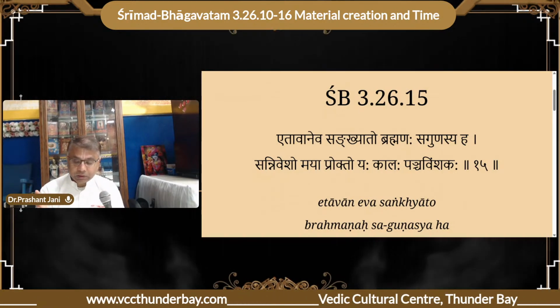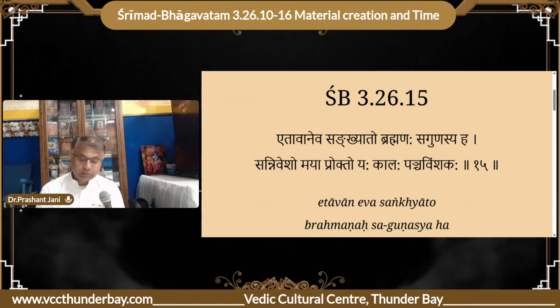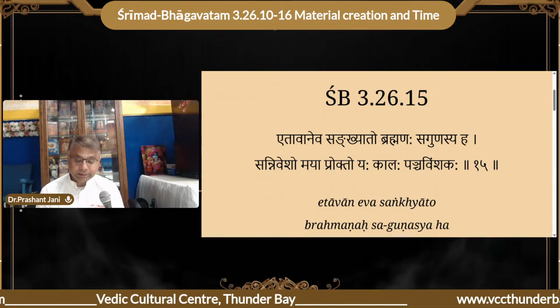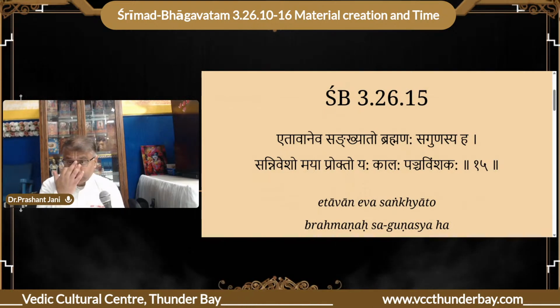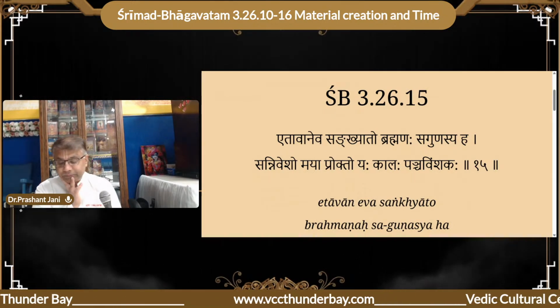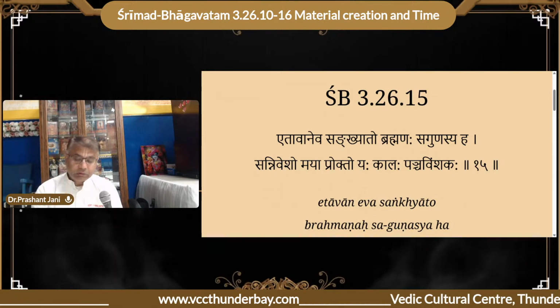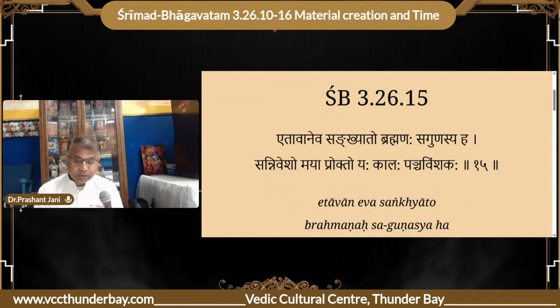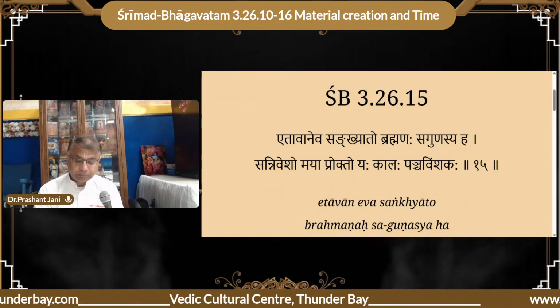So that is a total of 20. And then the next 4 elements are mind, buddhi or intelligence, ahankar or false ego, and consciousness. So these are the 4. So total 24 elements, right? That is explained by Kapila Dev until shloka number 14.